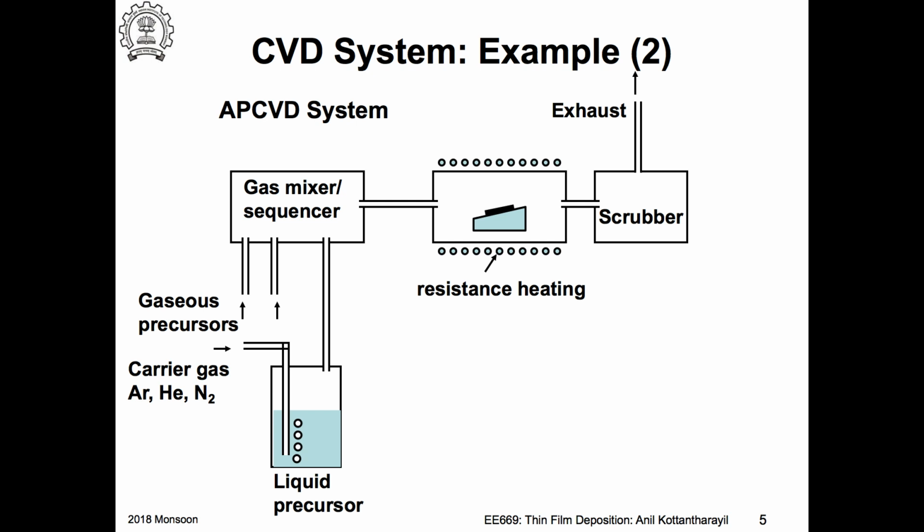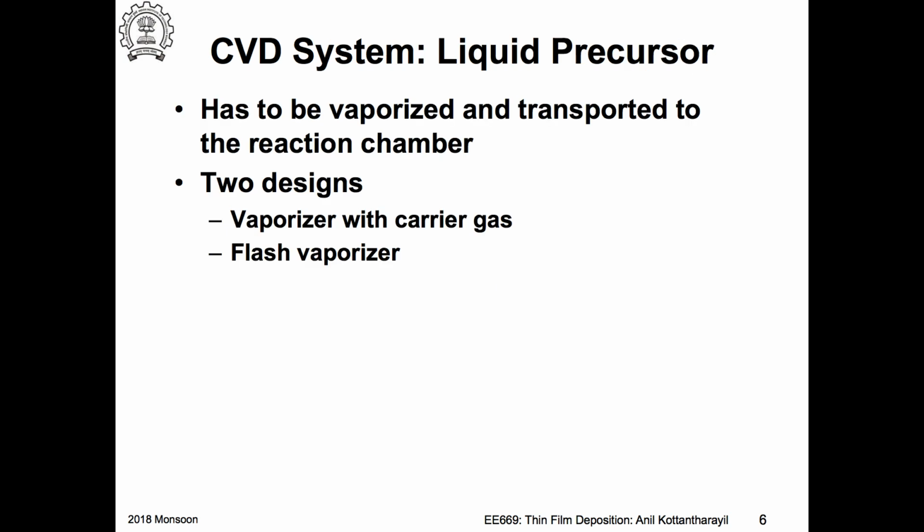Okay, and you can see the difference here compared to the previous slide is that you're placing wafers in a different way. There are reasons why this is being done. We'll see that later on. Now, I'll just quickly go through this. So liquid precursors you have to vaporize and transport to the reaction chamber, and usually you have 2 kinds of vaporizer designs. One is a vaporizer with a carrier gas, something that we have seen already, or a flash vaporizer, so we'll see that quickly.